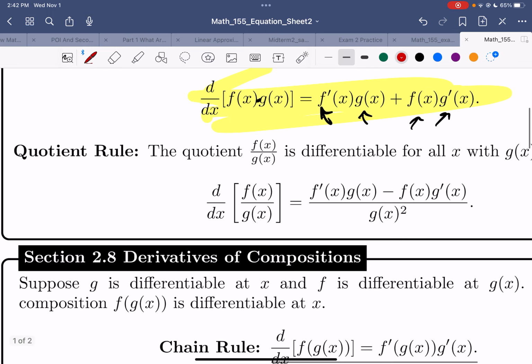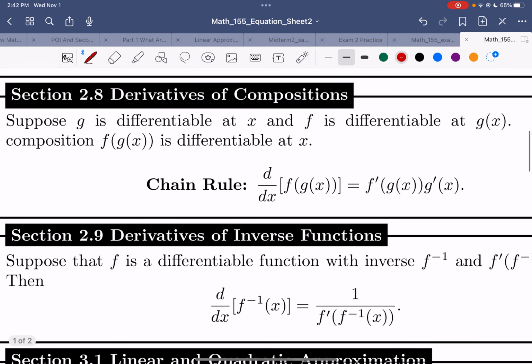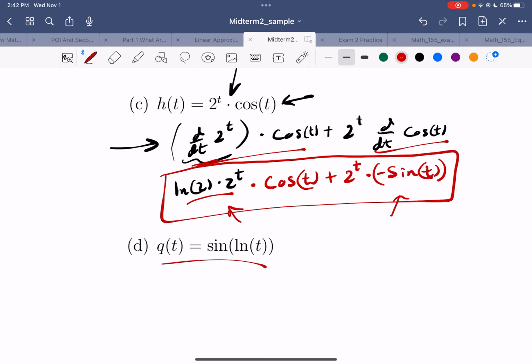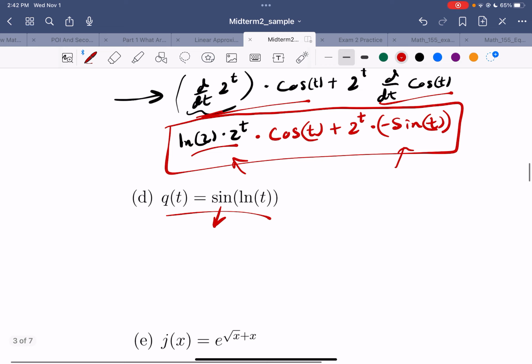All right, here I have a function inside a function. And if we hop over to our equation sheet, a function inside of a function, this is a chain rule, right? So we take the derivative of the outside, we leave the inside alone, and then we multiply by the derivative of the inside. So here we go. I need to take the derivative of the outside. So the derivative of sine is cosine, and I leave the inside alone, cosine, natural log t, times.